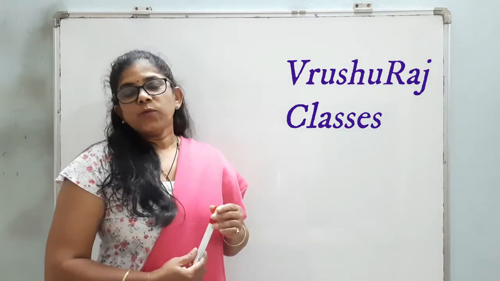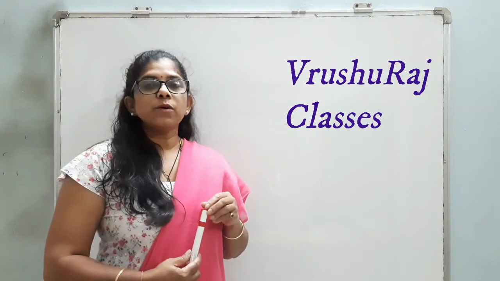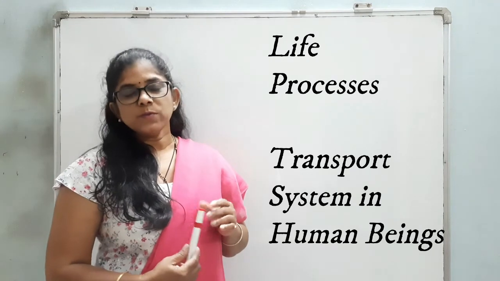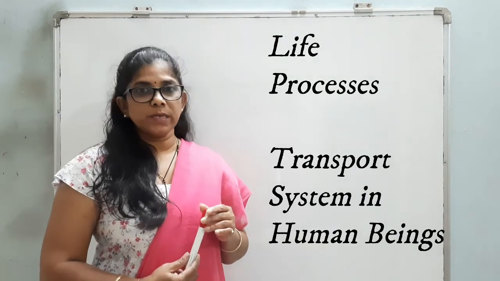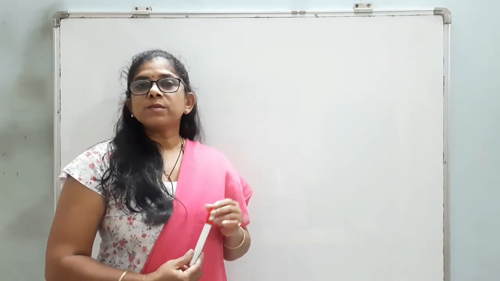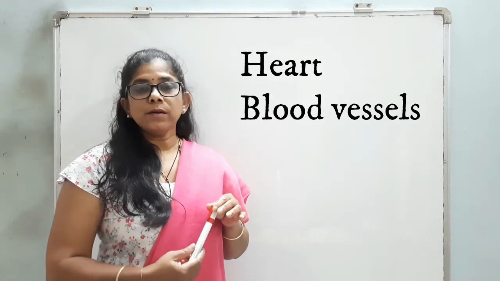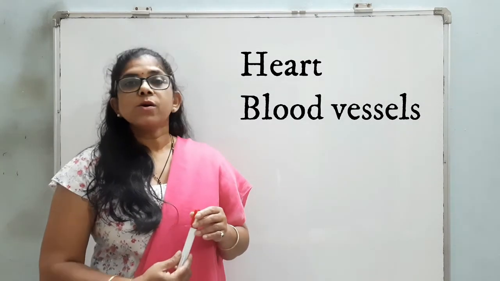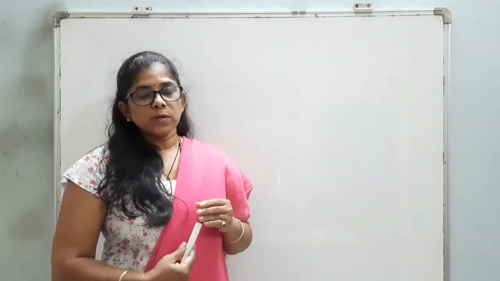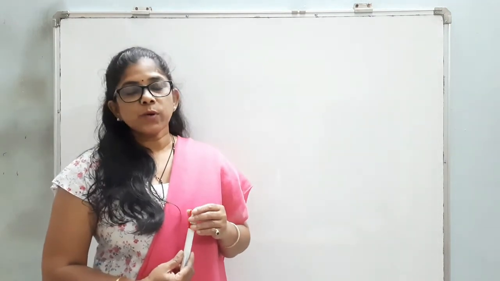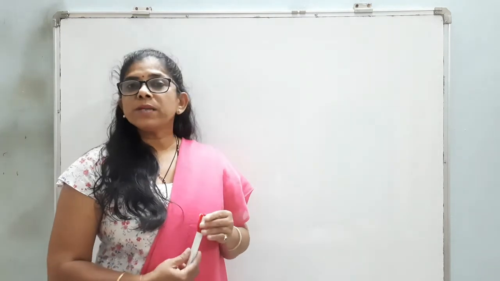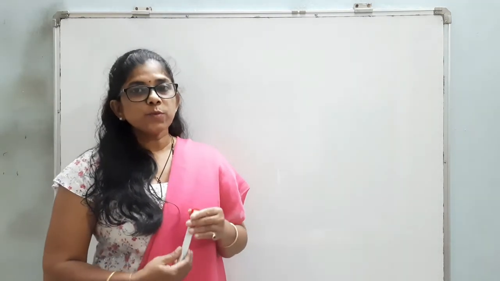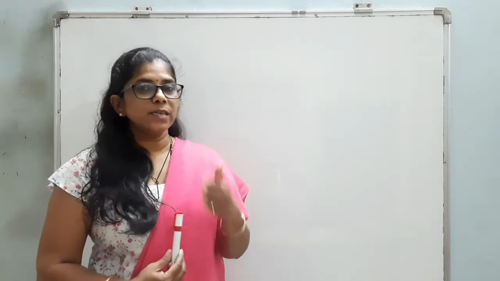In this video, we are going to continue our important chapter of standard 10, that is life process. In this video, we are going to see the transport system in human beings. The transport system in human beings consists of heart and the blood vessels, that is heart, arteries, veins and capillaries. So, how this heart works, how the material is transported from one place to another place in our entire body through this transport system, that we are going to see in this video.